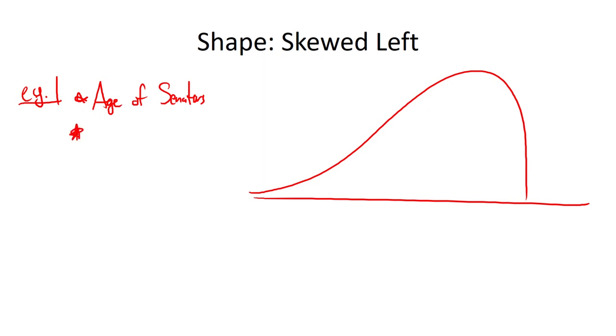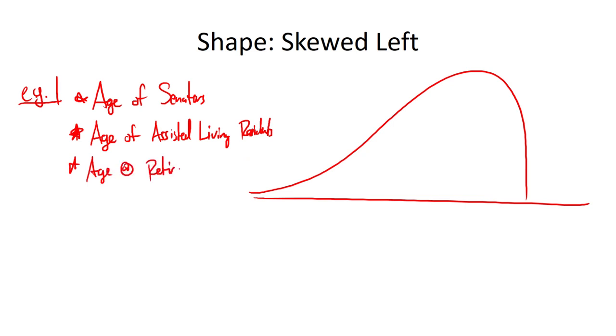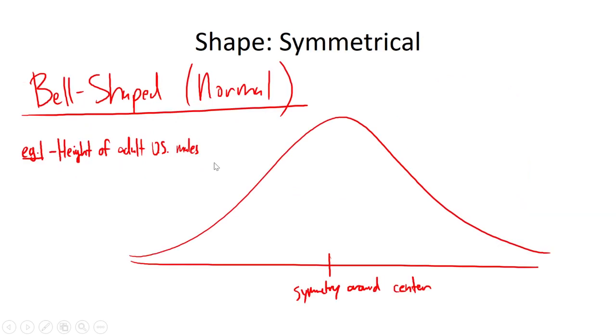Nursing home. Yeah, age of assisted living residents, like you said. Retirement. Yeah, exactly, age of retirement. So it's just the opposite. Most of us will retire somewhere up in our higher years, you know, 50s, 60s, 70s, or whatever, onward. Some people retire early. Doesn't happen that often, but some people do. So yeah, that'll be skewed left. Any more? We don't have many here though.